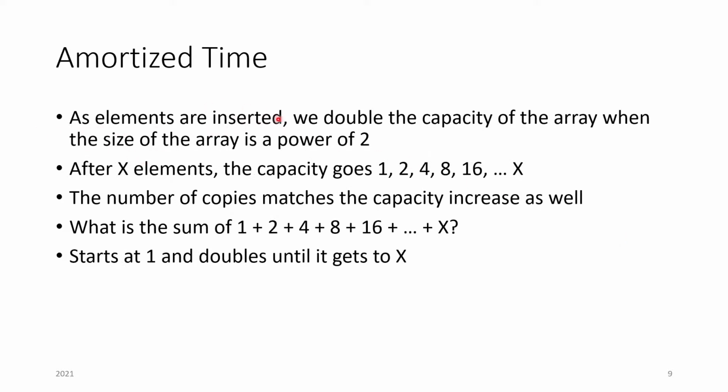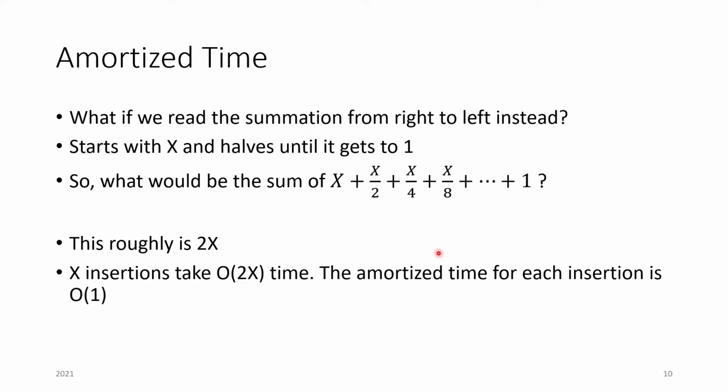So as the elements are inserted, we can double the capacity of the array, and the size of the array here is a power of 2. We just use this for simplicity's sake, just to explain our relationships here for amortized time. So each time the array is doubled, it goes like 1, 2, then 4, 8, 16, and we keep on going up to some unknown number x, right? And if we try to sum 1, 2, 4, 8, 16 going all the way up to x, you find that it's going to be a little bit tricky to solve that.